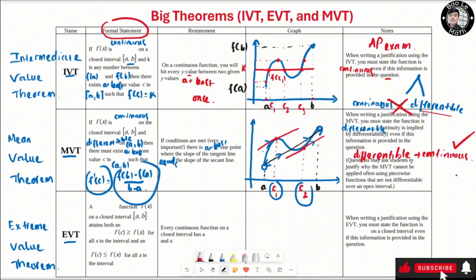Questions may ask students to justify why the MVT cannot be applied, often using piecewise functions that are not differentiable over an open interval.